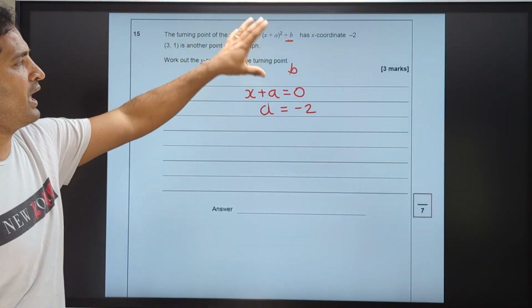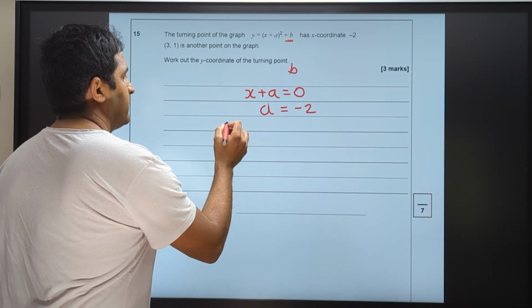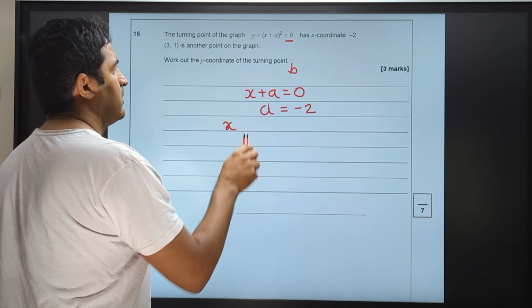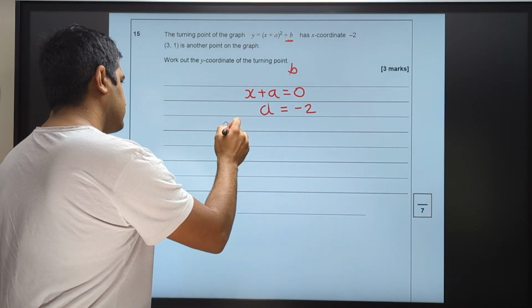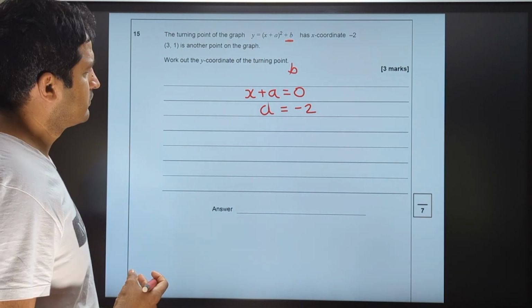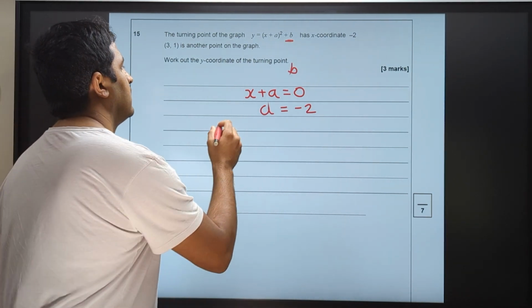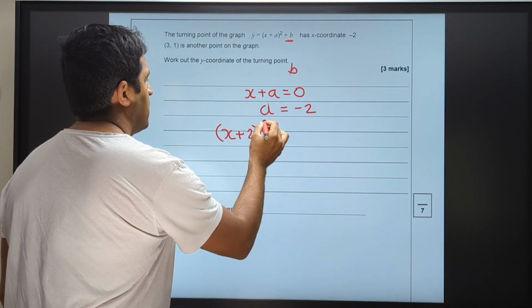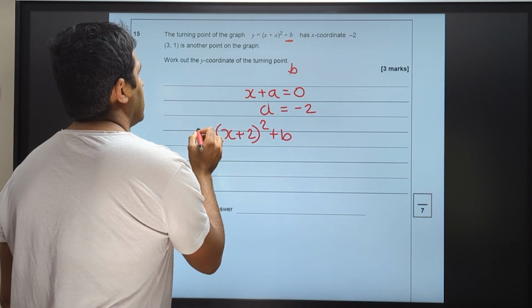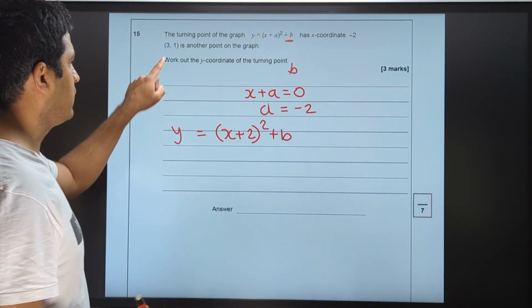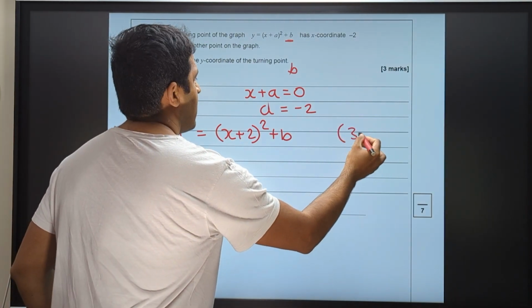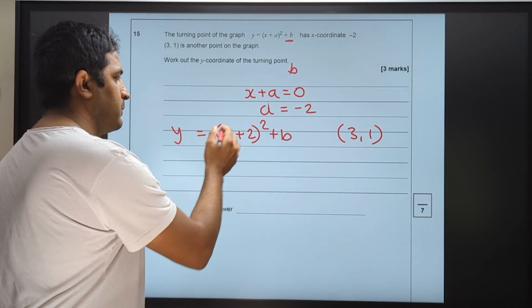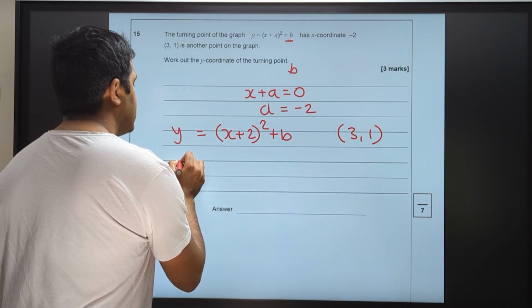Okay, so let's put that in here. We're saying x add 2 all squared plus b is equal to y. And we know one of the points on that curve, which is (3, 1). What we're saying is when x is 3, y has to be 1. So we substitute that in there as well. When x is 3, y has to be 1.